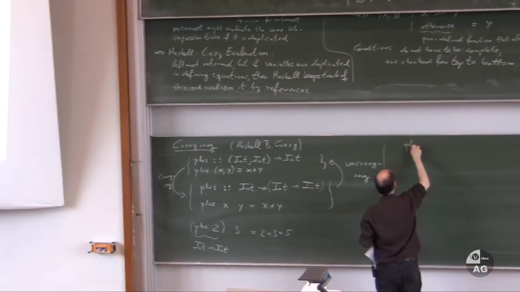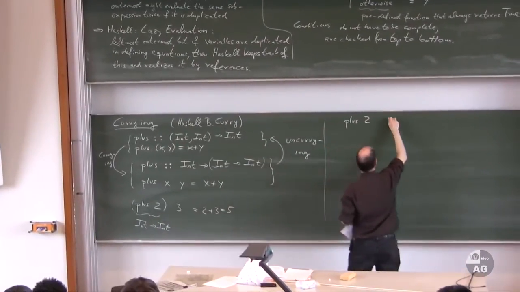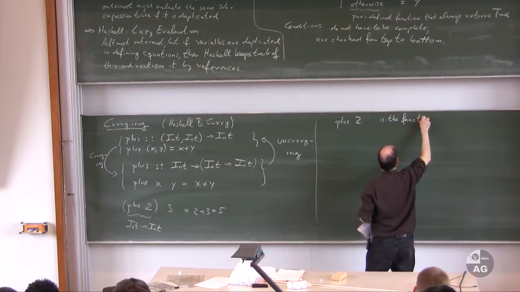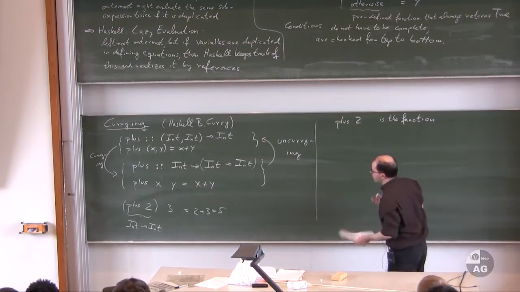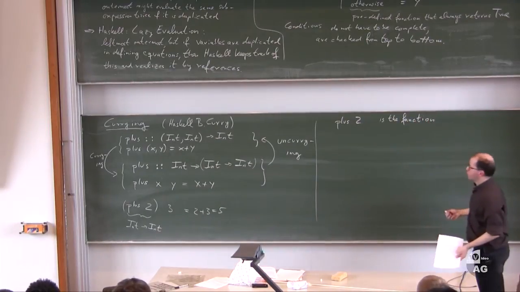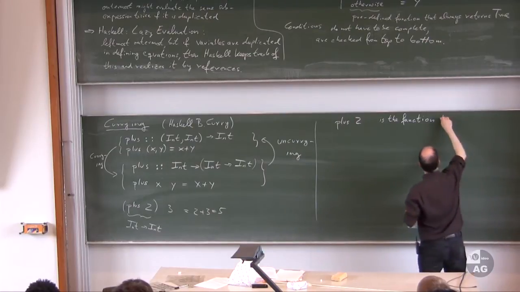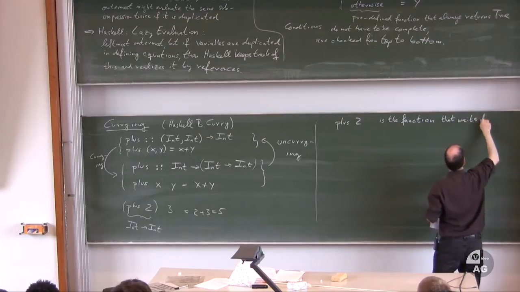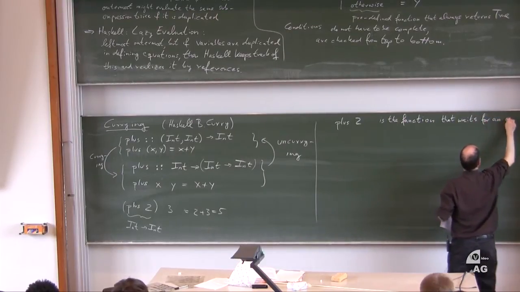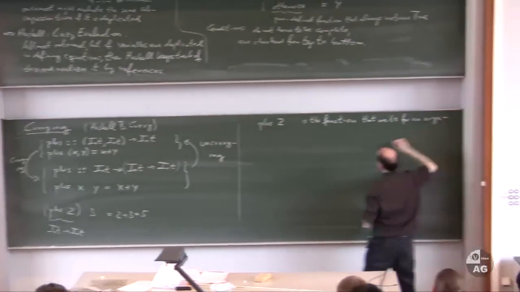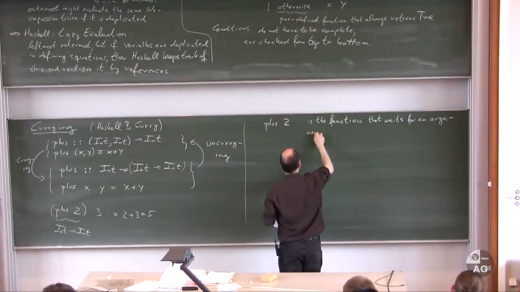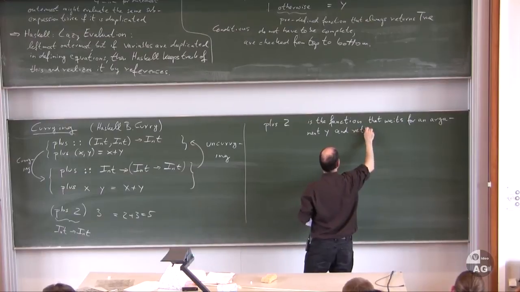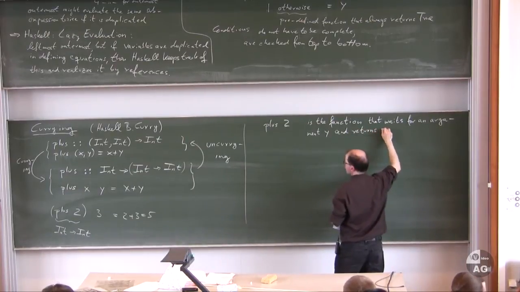So I can now write something like plus 2, and this is the function that waits for an argument, for another argument y, and then it returns 2 plus y. That waits for an argument y, and if it gets this argument y, it returns 2 plus y.